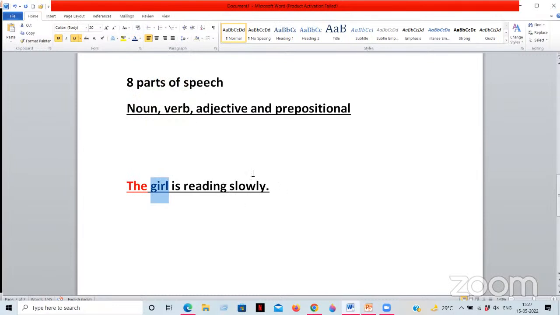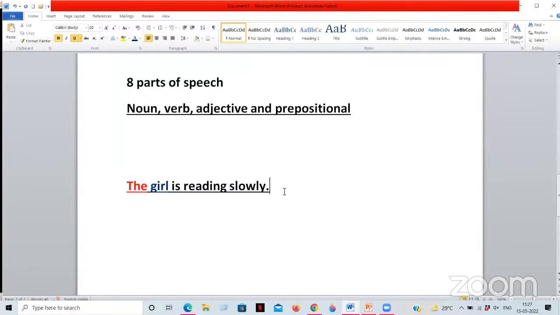Now, slowly is an adverb here. Slowly is an adverb that is modifying the process of reading, that is, whether it is slow or fast. So it is an adverb that is modifying the verb, that is, reading. Okay. Now in this sentence we have a noun phrase.